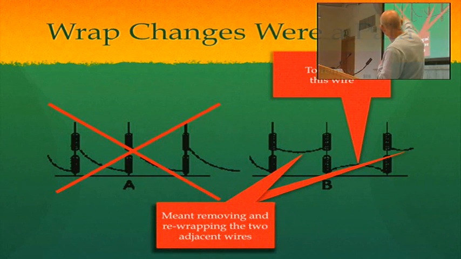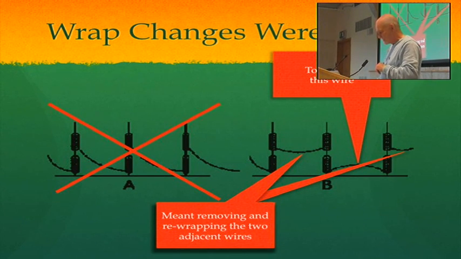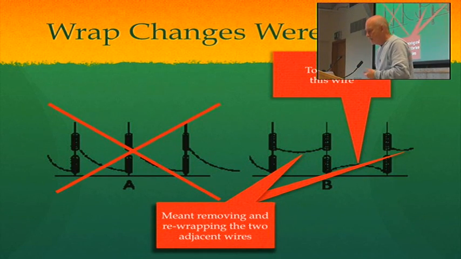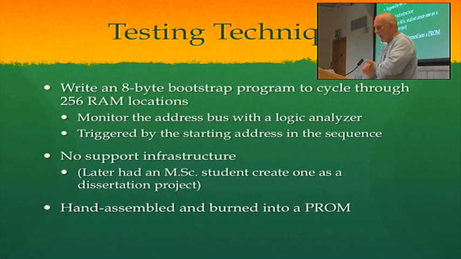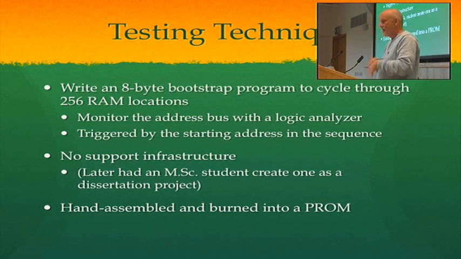So we very quickly learned to do alternate layers of wraps, but even then you could end up having to remove 3 wires just to change one particular piece of wiring. So I had what I thought was a potentially functional prototype, and I had to decide how to test it. And I thought, well, the easiest way is just to write a little program.